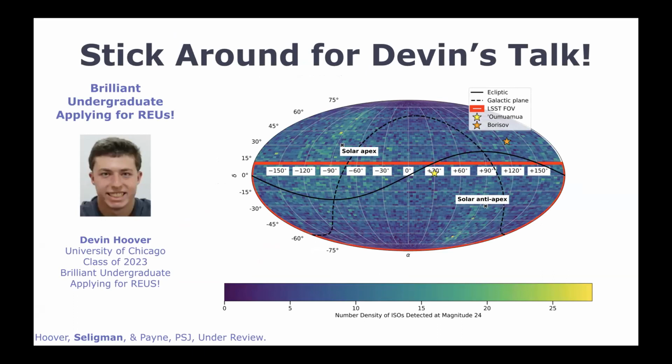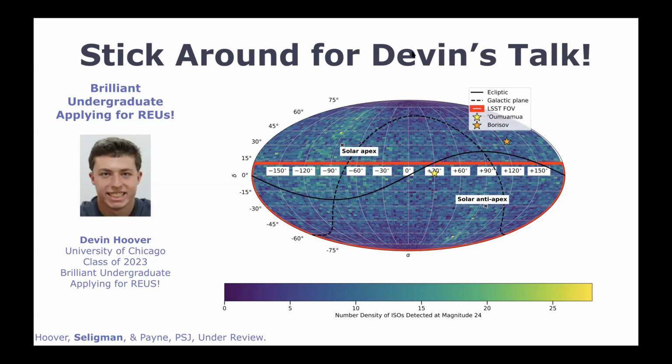I'm going to end here, but I want to leave you with that you should definitely stick around for the next session, which is going to be starting with Devin Hoover, who is an undergraduate at the University of Chicago. He has a paper with me and Matt Payne that's under review right now that you could check out on arXiv. What Devin did was to simulate the entire population of interstellar objects that should be coming from the galaxy, and as they enter the solar system, evaluating which of these populations will be detectable by LSST, with predictions for how many objects we should be detecting, and also how many objects would be feasible targets for an interception mission. So I'm going to end there and thank you all and take any questions.